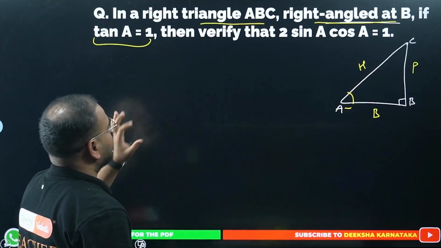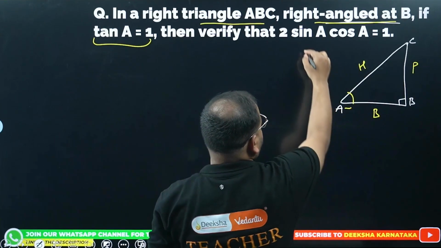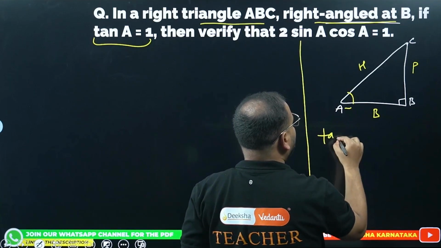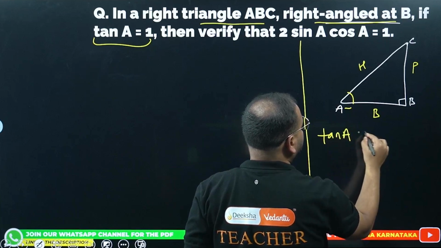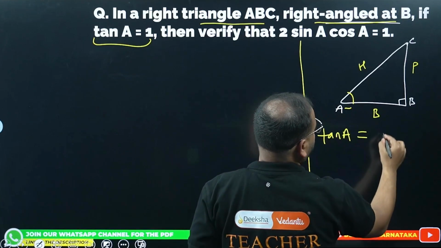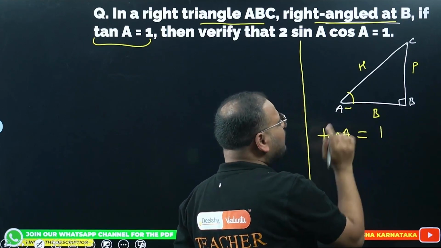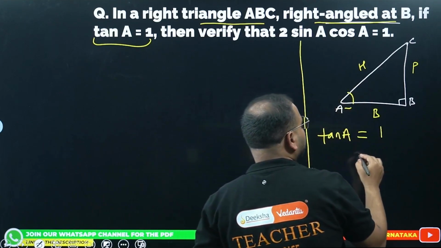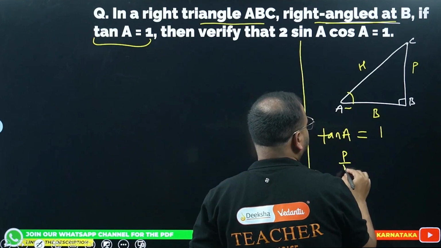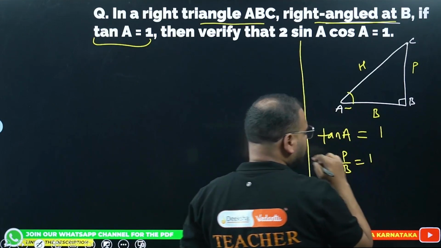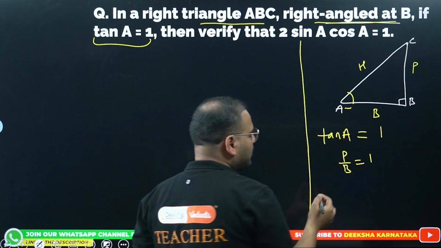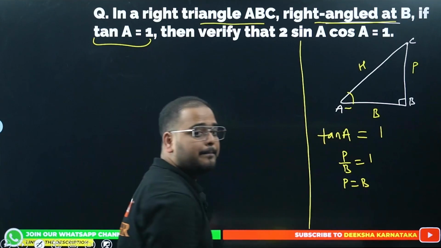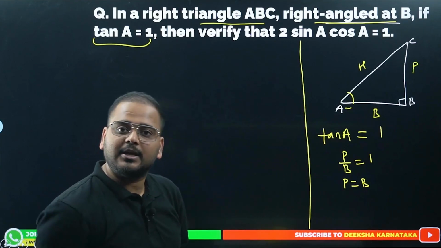Okay, sir. So tan A is given, sir. So if I have tan A as 1. What is the value of tan A in the ratio wise? It is nothing but P by B, right? So P by B is 1. It means what? P equal to B. Cross multiply. P equal to B.